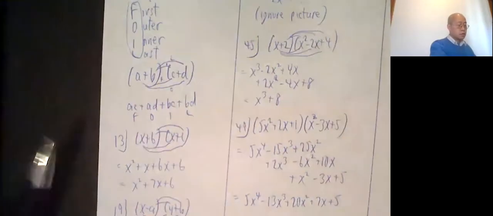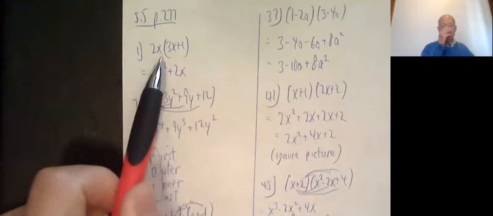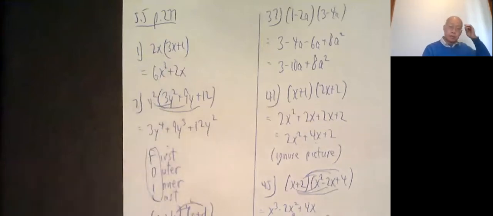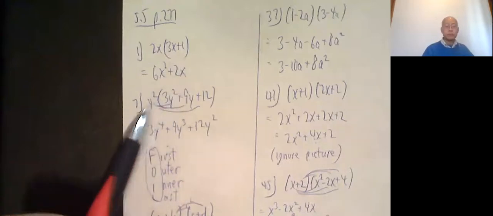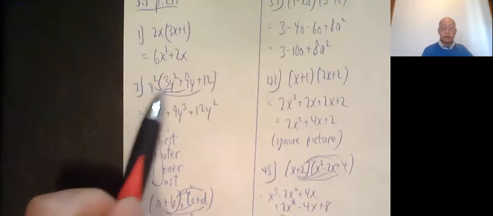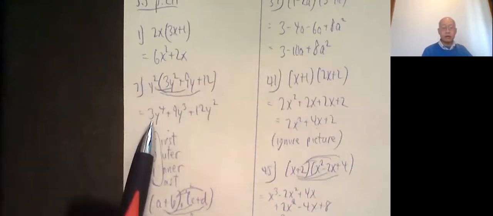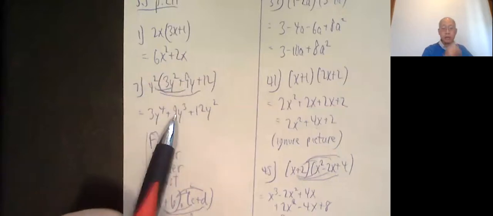In this section, we're doing multiplication. Okay, 2x times 3x plus 1. We distribute. 2x times 3x is 6x squared. 2x times 1 is 2x. Next, we distribute. So y squared times that, and that. So y squared times that, 3y to the fourth. y squared times 9y, 9y cubed. y squared times 12, 12y squared.